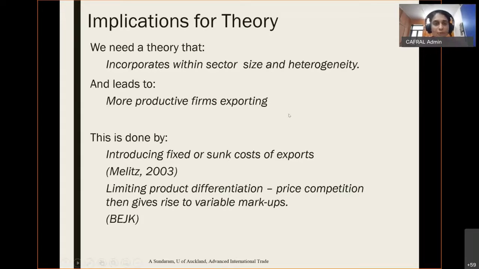Before I move on, are there any questions that I need to address at this point? Anything important? There's one which asks about the short-run implications of the Rybczynski theorem. She says she understands it's a long-run theorem, but would like some intuition.